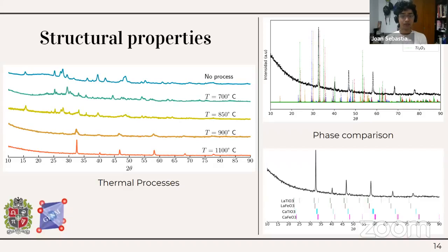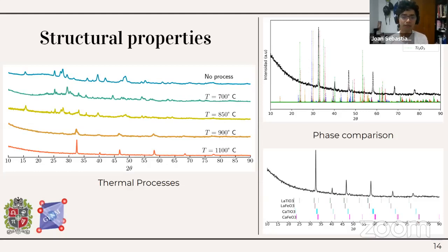By sintering at 900 degrees, most of the strange peaks disappeared, although the majority phase was not yet present. And with the last sintering at 1100 degrees Celsius, we found some well-defined and intense peaks. And we, in particular, made some kind of qualitative analysis.